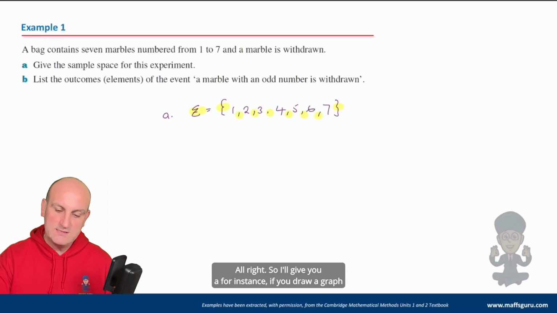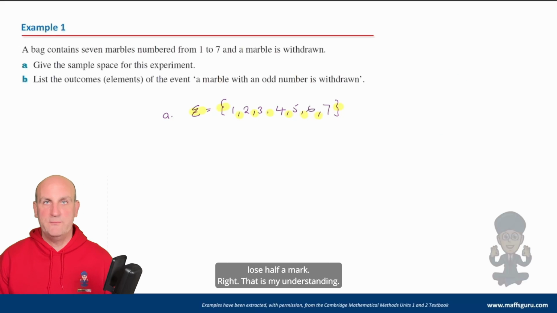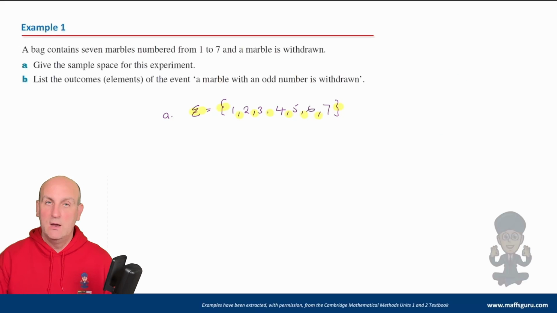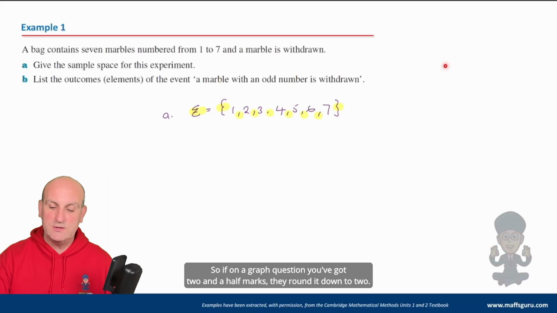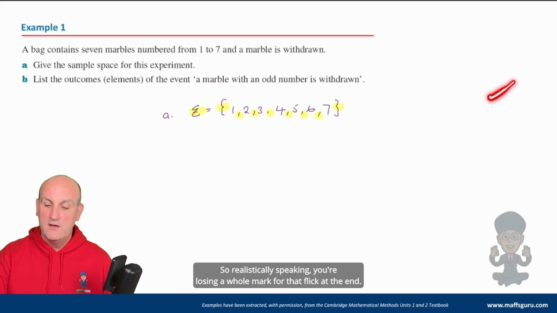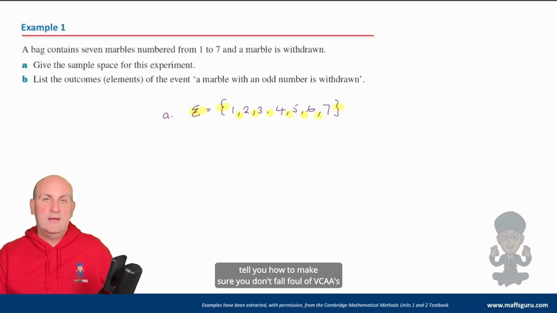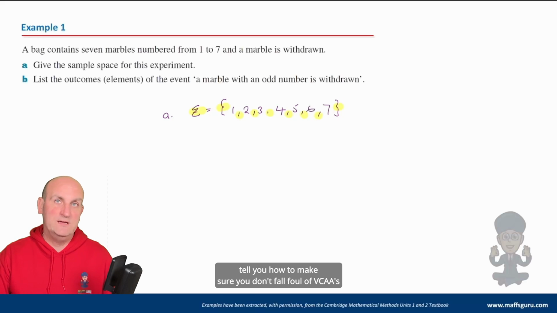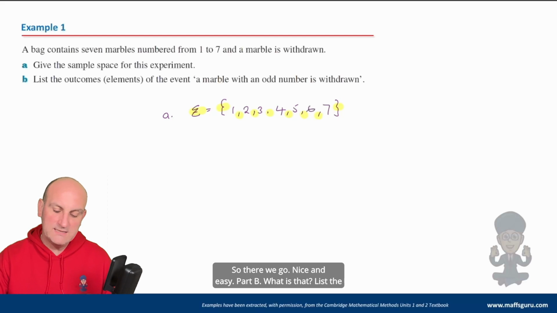So I'll give you a, for instance, if you draw a graph and you flick up at the end, you lose half a mark, right? That is my understanding. You lose half a mark and then they round it down. So if on a graph question you got 2.5 marks, they round it down to 2. So realistically speaking, you're losing a whole mark for that flick at the end, right? And there's so much more in my course that will tell you how to make sure you don't fall foul of VCAA's mark schemes and stuff. So there we go, nice and easy.